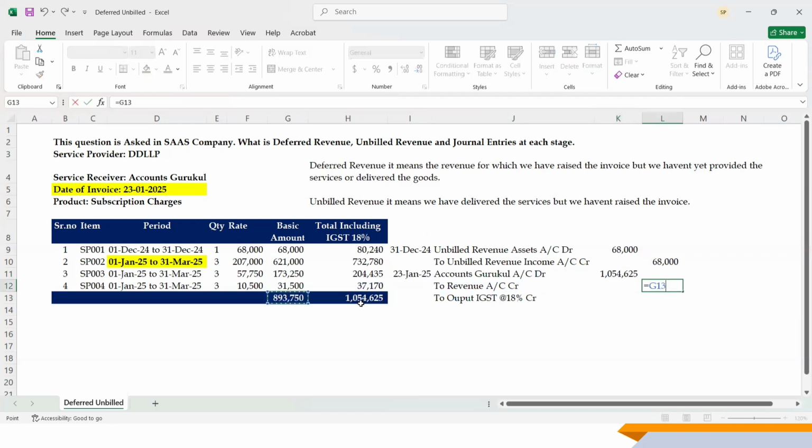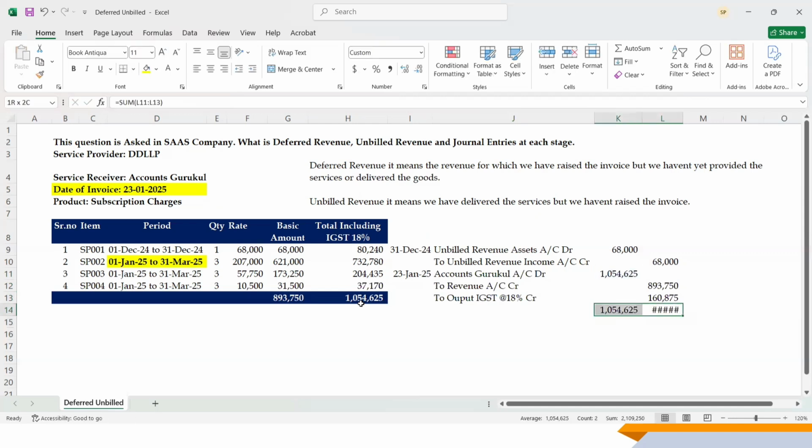So your basic amount is 8,93,750 and IGST is 18% on this, so it's going to be 1,60,000. If you see the total amount, the gross amount for your invoice is 10,54,000. This much is going to be recoverable from the accounts Gurukul account, that's a debit. Now, this is the way it's going to work in ERP. So that's the accounts Gurukul account debit, revenue account credit, output IGST account credit.